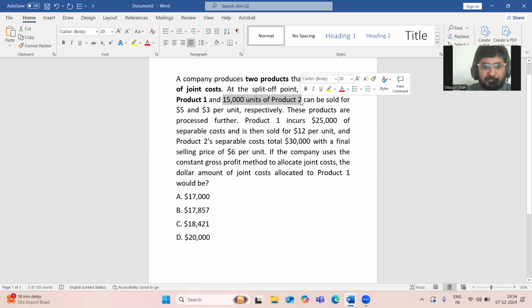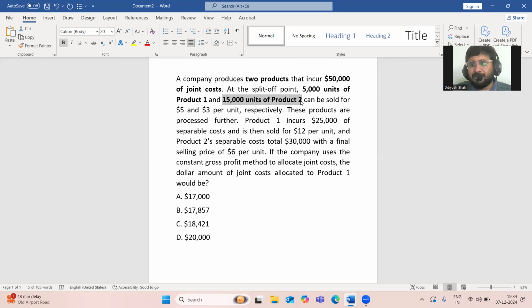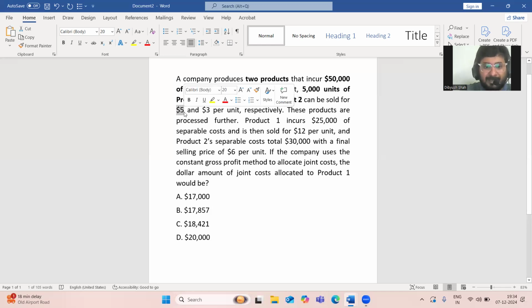So there is split off point, and at that point 5,000 units of product 1 and 15,000 units of product 2 is there, and they can be sold as well. So sale value at split off is possible. For product 1, $5 per unit. For product 2, $3 per unit. These products are processed further. So question is directly telling you that the products will be processed further.